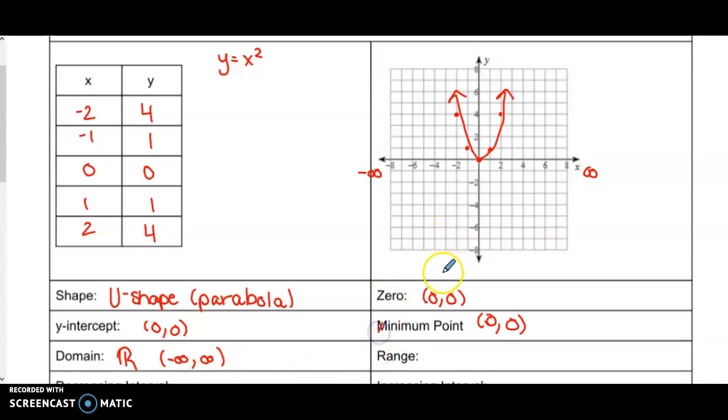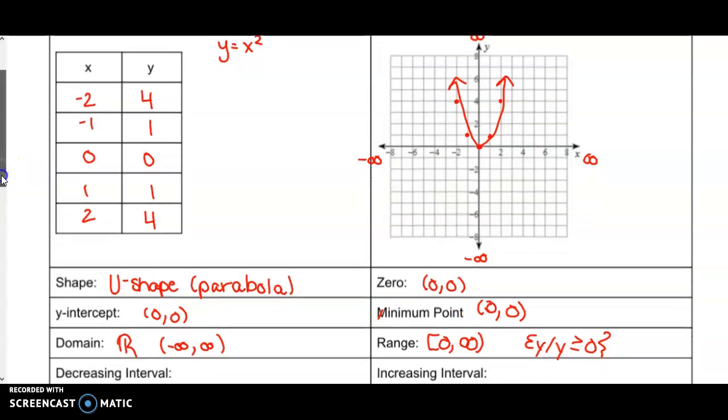All right, range, remember, is up and down. So up is positive infinity, down is negative infinity. And we look for arrows that go up and down. Well, notice that my arrows, both of them point up, nothing points down. That means this minimum point right here is the lowest point on the graph and everything else is above it. So if you were going to do interval notation, you would put 0 with a bracket because 0 is an actual point, to infinity. If you want set notation, you can do all values of y such that y is greater than or equal to 0. So the graph is at 0 and above.